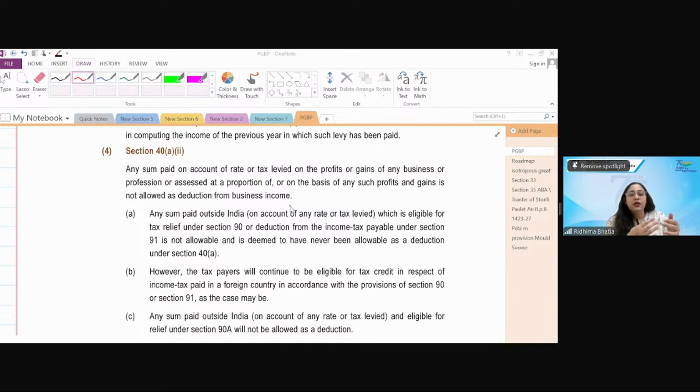In fact, any foreign taxes also would not be allowed. But yes, foreign tax credit is allowed, but foreign taxes are also not allowed. Clear? Sorted?